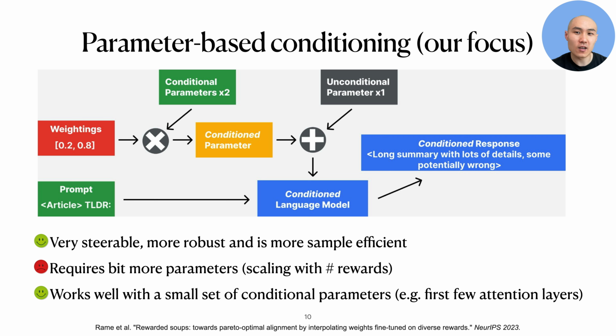Fortunately, we found that it's enough to use a small subset of conditional parameters to achieve good steerability. For example, we just need to use the first few attention layers as conditional parameters, and the rest of the network can remain unconditional, which doesn't use any more parameters. Thus, the overhead is not that restrictive, and CLP can achieve steerability while maintaining parameter efficiency.